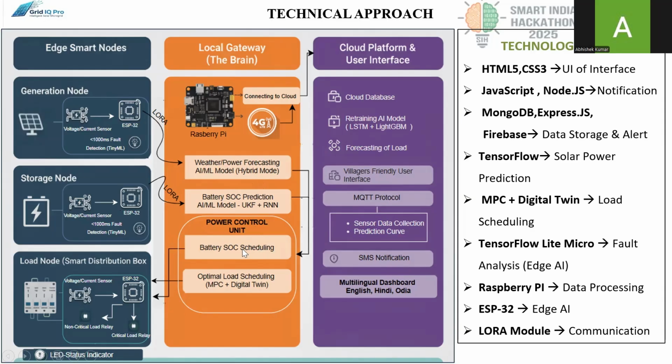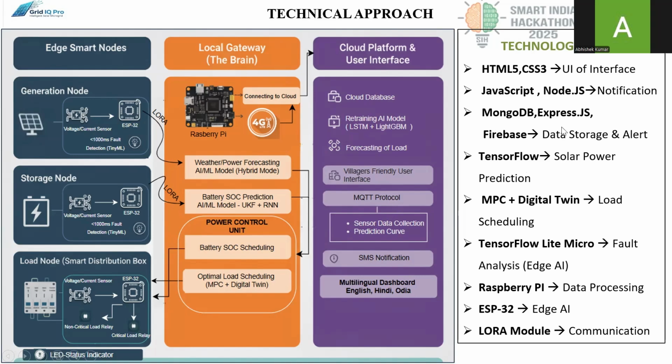In our power control unit, we have battery SOC scheduling and optimal load scheduling. This data is sent back to the load node, where we have an ESP32 controlling the non-critical load and the critical load, prioritizing only the critical load according to the demand and according to the power consumption and power generation. After all this is done, in order to store our data, we move on to our cloud platform. In our cloud platform, we have our cloud database for storing our data, and we'll be retraining the models using the data we have collected from all these sensors.